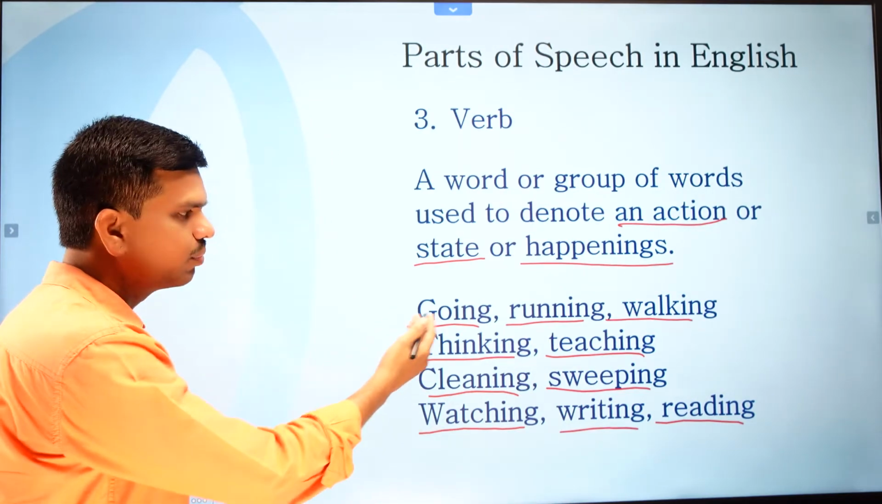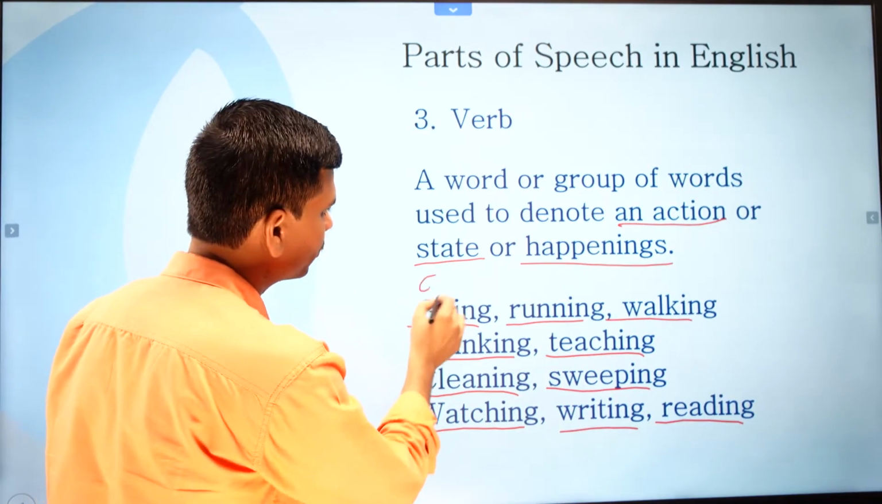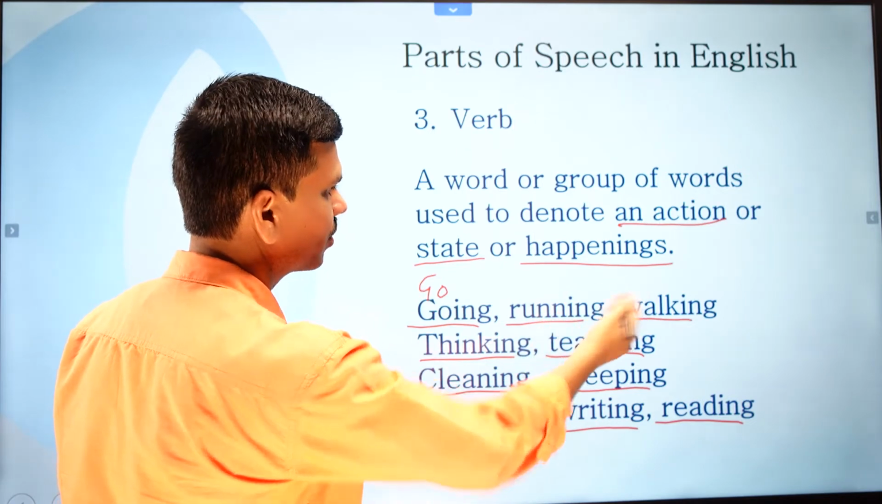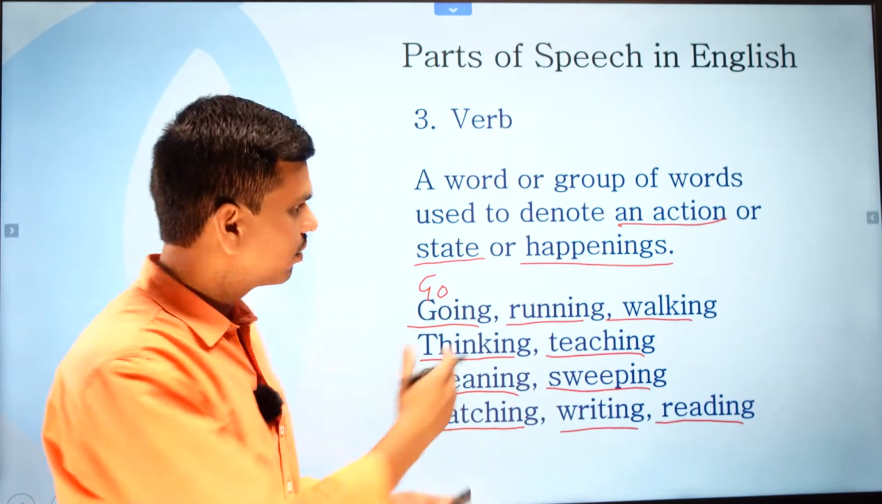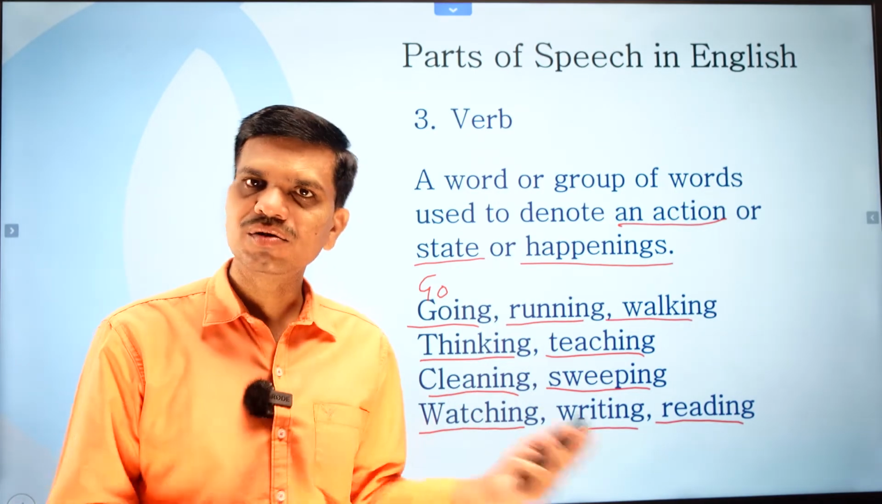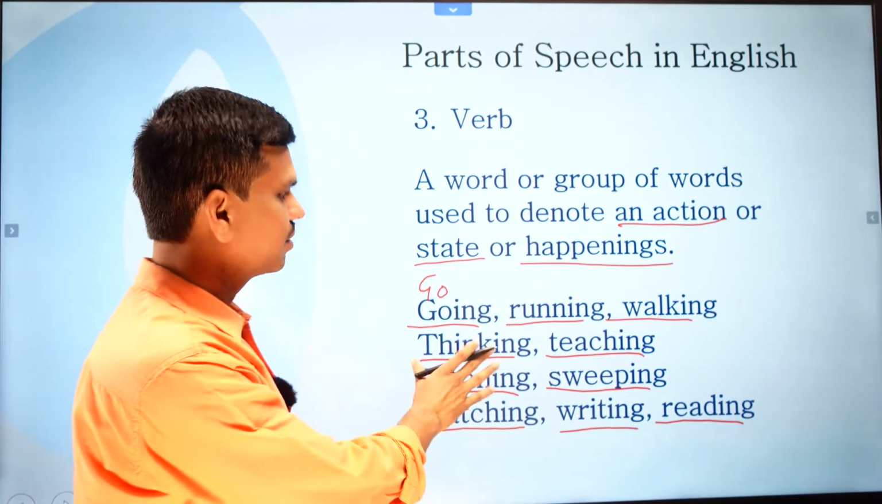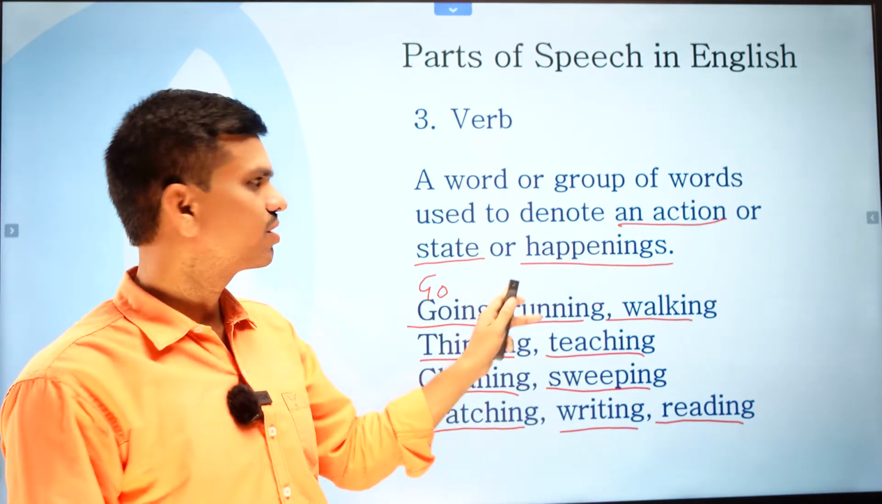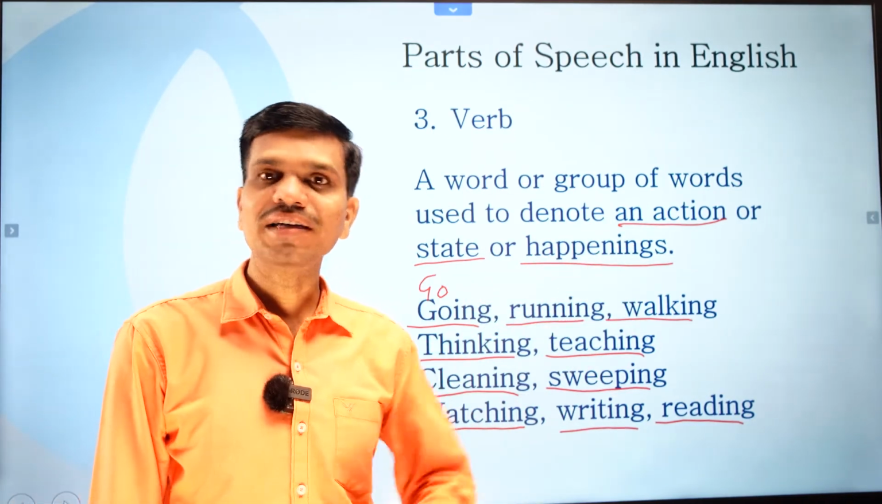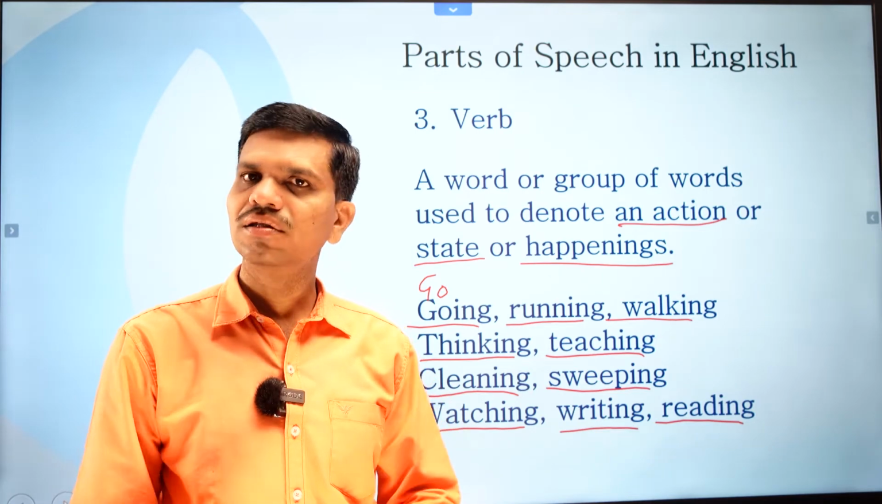So this will become go, or to go, run, walk, according to the sentence or according to the mood of that particular sentence or word. So this is the simple definition of verb. It's an action or state or happenings. Whenever you find action, then you can understand this is the verb.